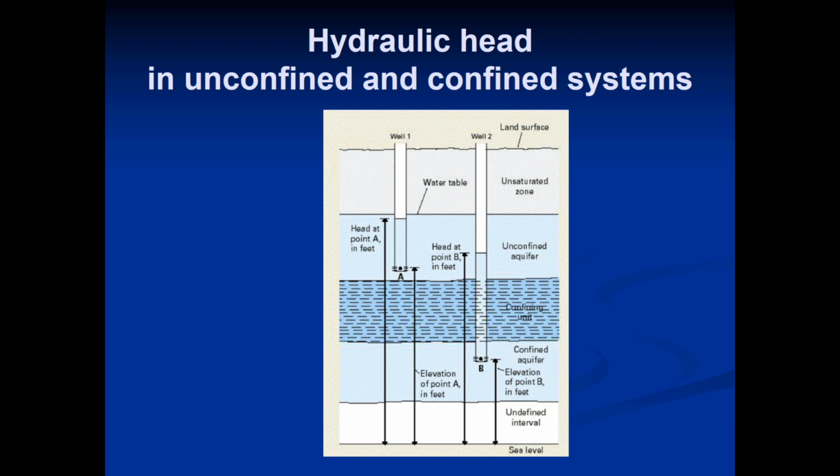This diagram shows examples of hydraulic head measures in an unconfined aquifer and confined aquifer system. Point A sits in the unconfined aquifer zone, slightly above the division between the unconfined aquifer and confining unit. The head of point A sits near the water table at any location.